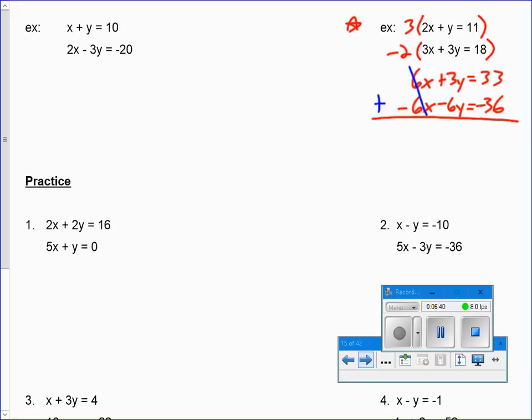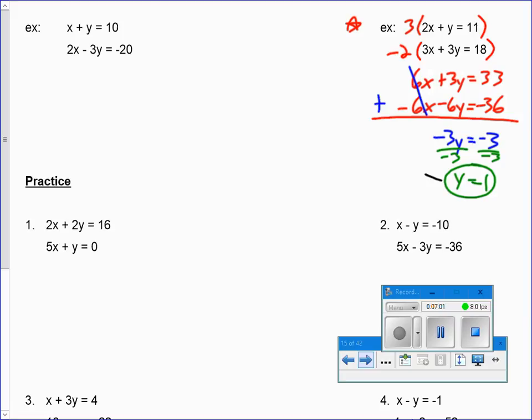So these x's are going to cancel out. The negative 3y equals negative 3. And this I can solve for y very easily, dividing by negative 3. And y is 1.